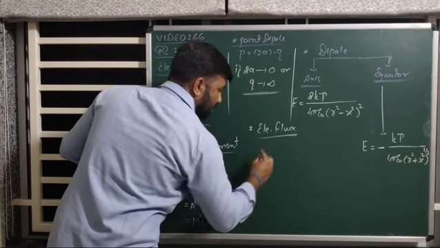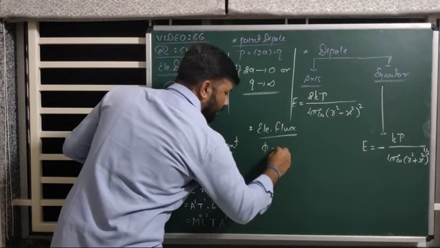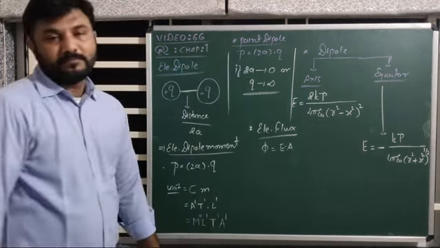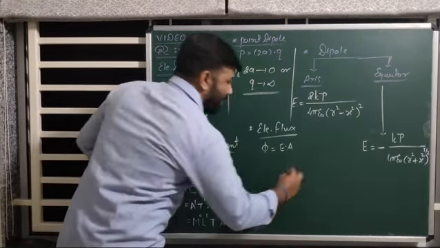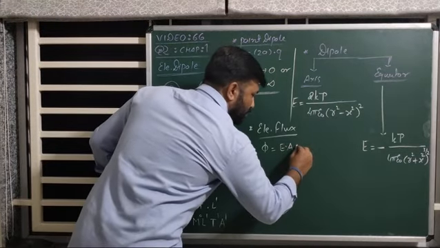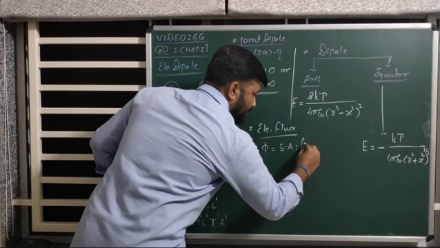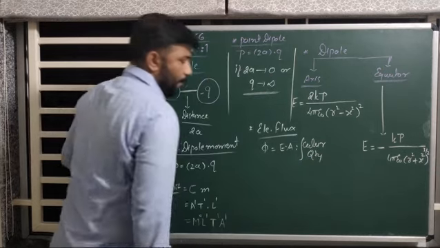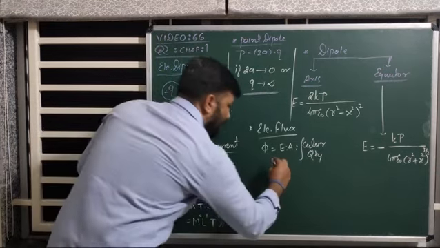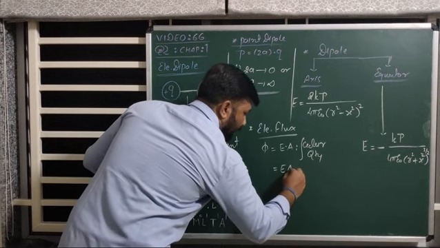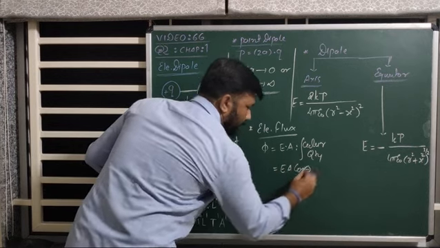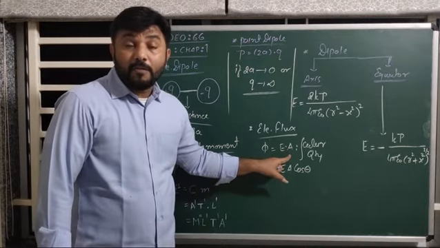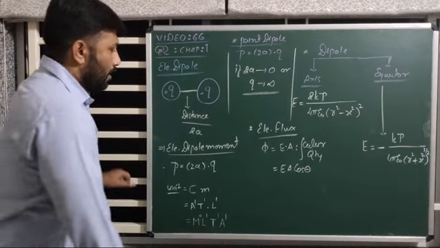What is electric flux? Electric flux has the symbol phi. Phi is equal to E dot A. Okay, and E dot A is a dot product, so you can say that electric flux is a scalar quantity. There is a dot, so you can write that as E A cos theta. What is theta? It is the angle between electric field and A. A means area. Clear?